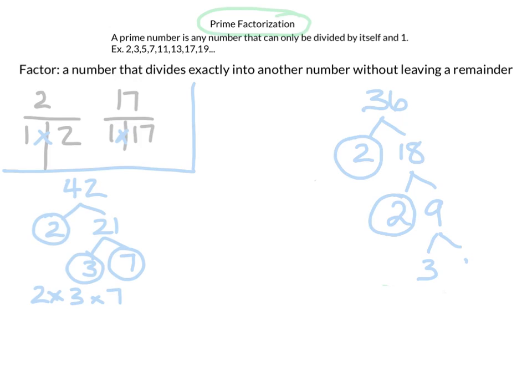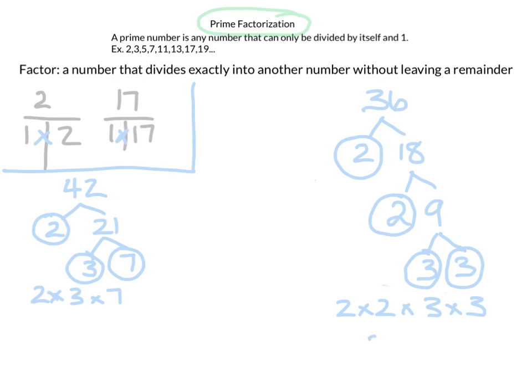We never use 1 when we find prime factors. 3 times 3 is 9. 3 is prime, so I circle it. Now I have my prime factors for 36. So I write 2 times 2 times 3 times 3. Every single number that's circled is written down.